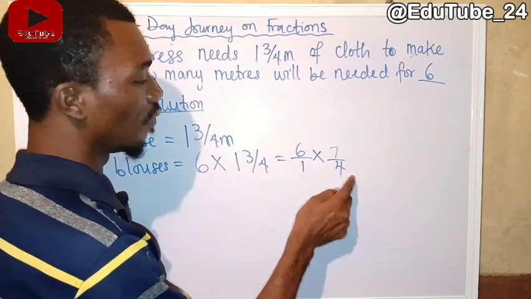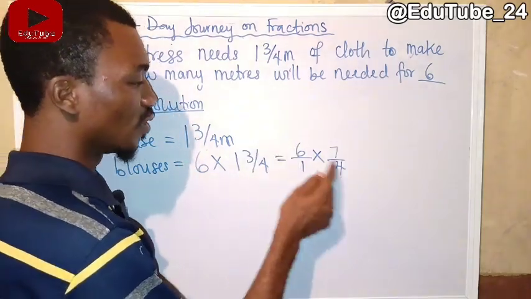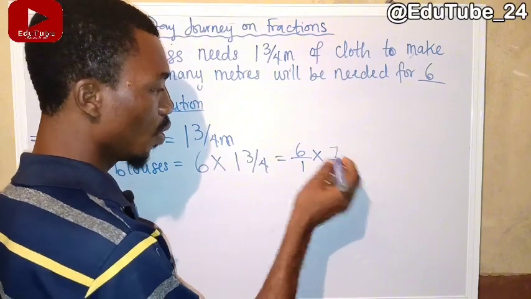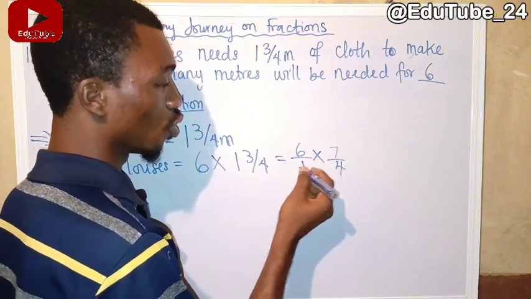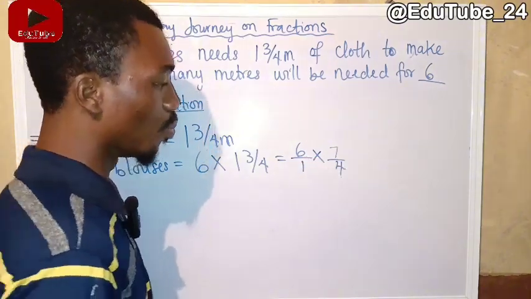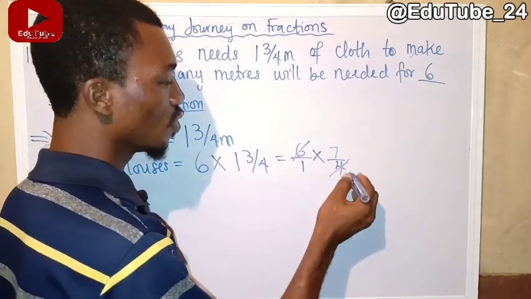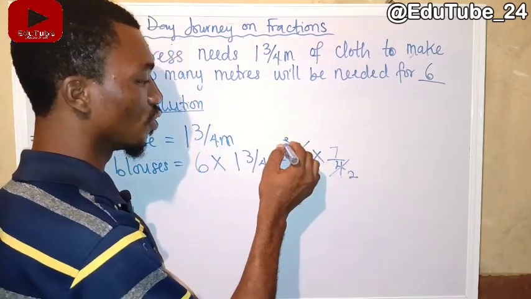So let's look for what can divide across, because we could see that 6 and 4 are even numbers, so that means they have a common factor. Their common factor is 2. Common factor means a number that can divide both numbers. So 2 can divide 4, and 2 can likewise divide 6. So 2 in 4 will give us 2, and 2 in 6 will give us 3.